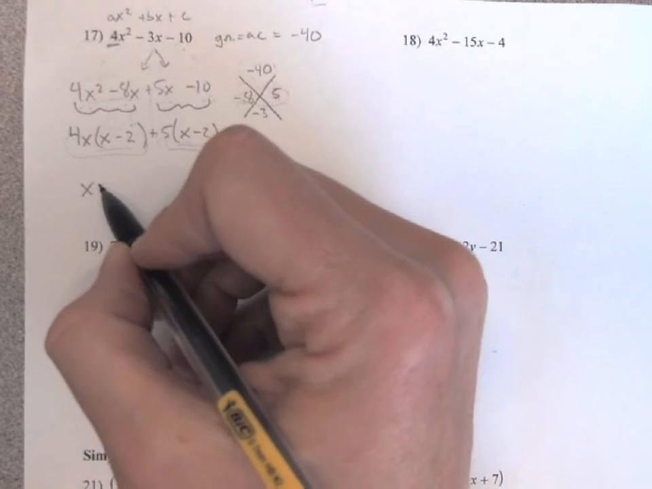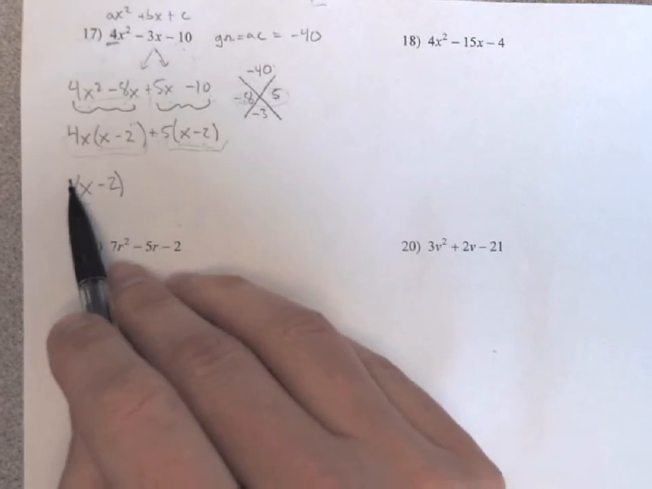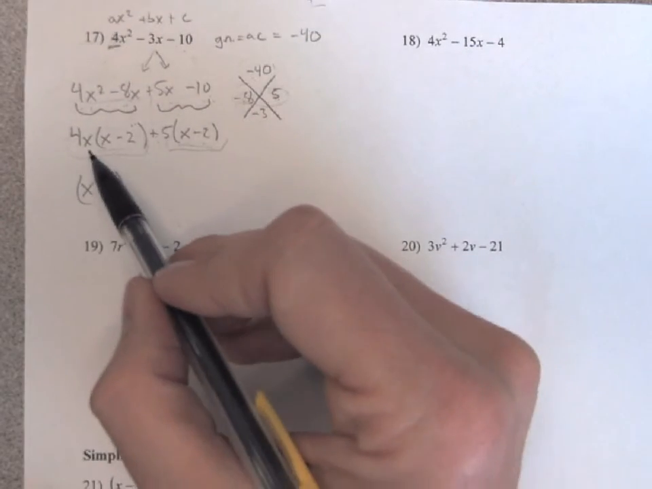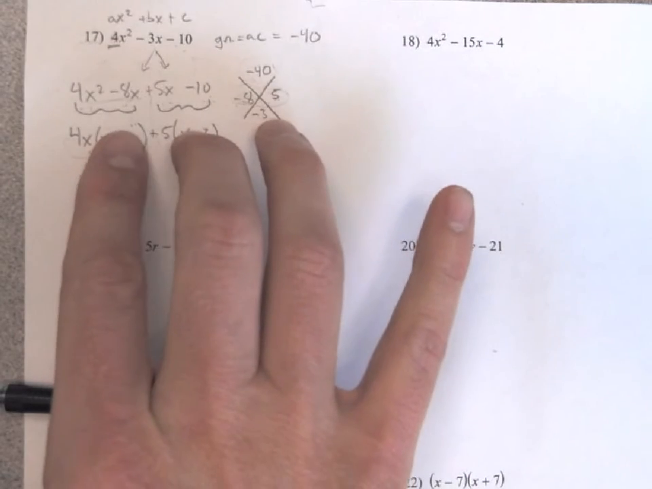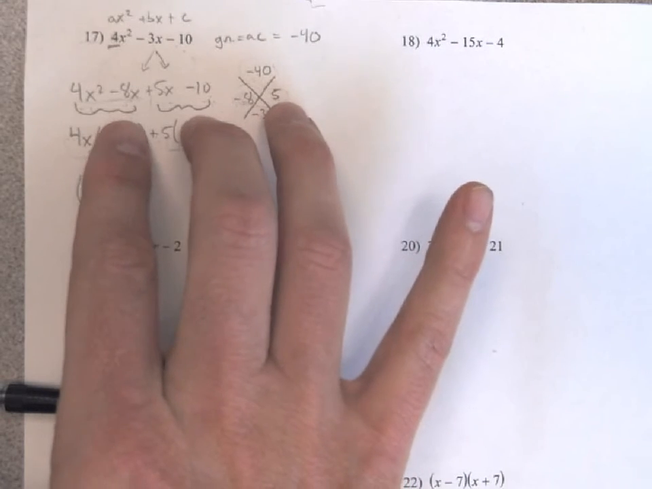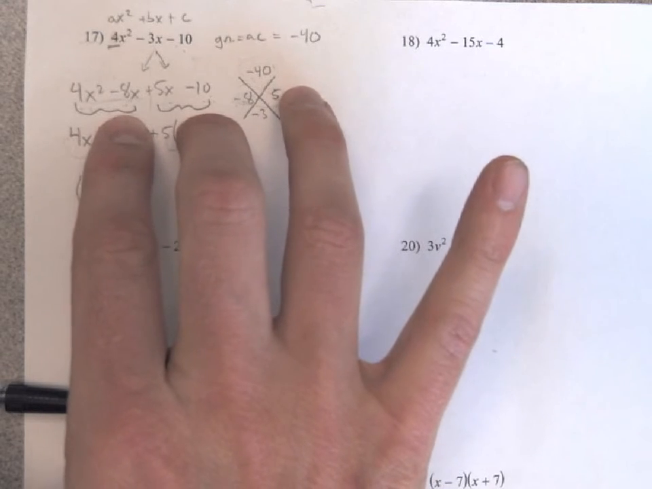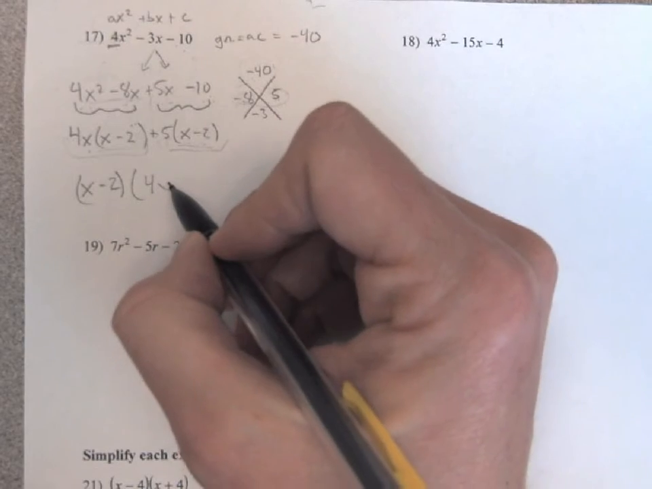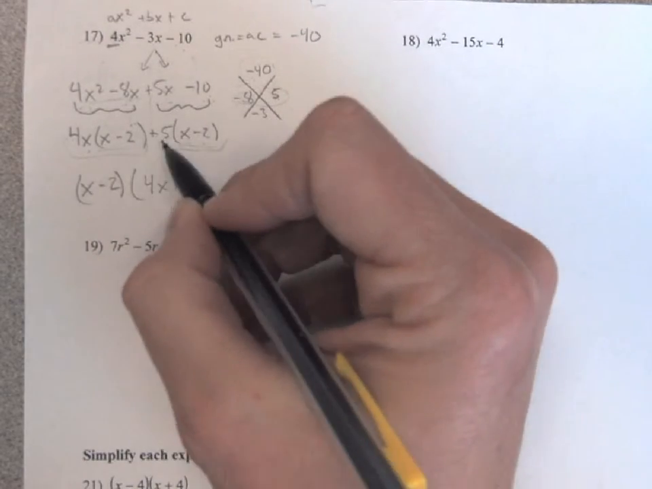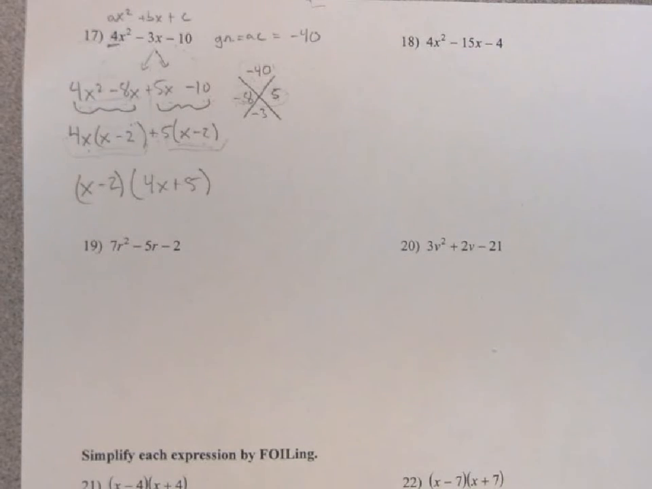So we're going to factor out the x minus 2 from both terms, and whatever's left over, like just imagine pulling these two terms out, right? Or like cover them up. What's left over? 4x plus 5, right? So once you pull this out, what you're going to have is 4x plus 5, the 4x and the 5. And that's how you factor by grouping.